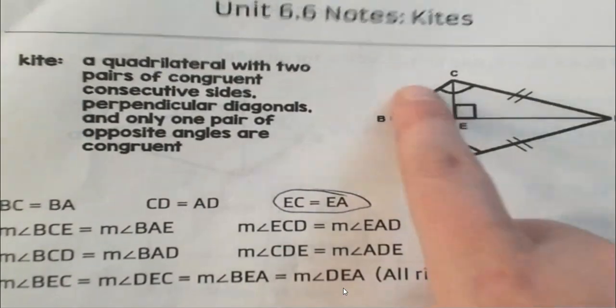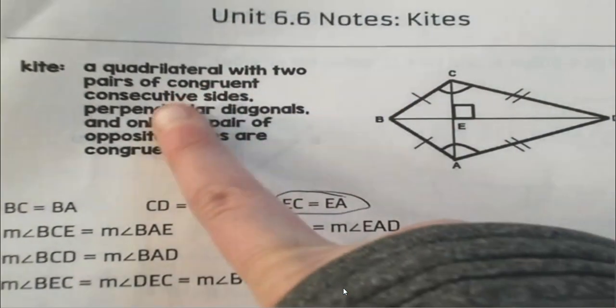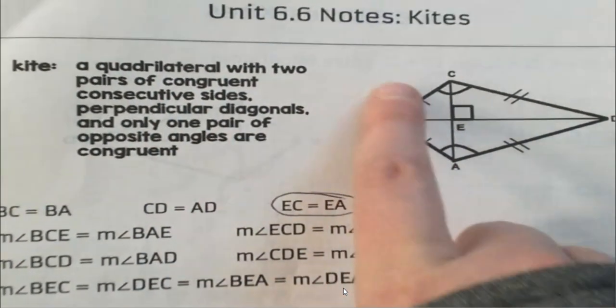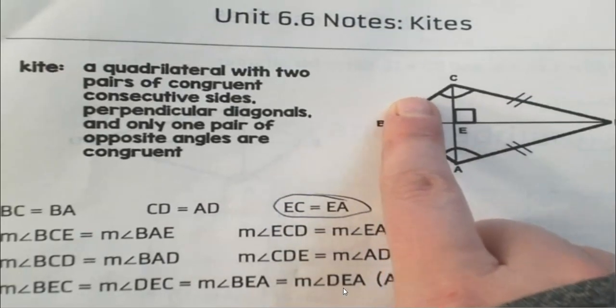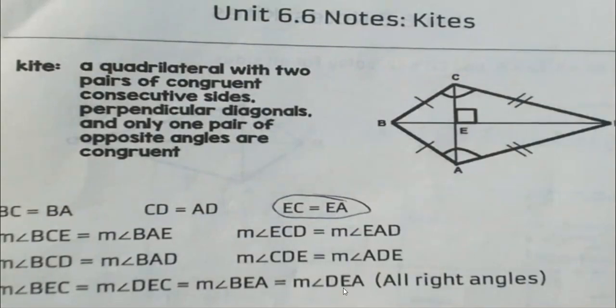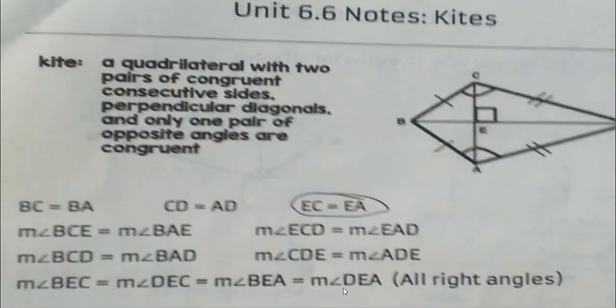Then you've got two pairs of congruent consecutive sides. Consecutive meaning they're next to each other. The opposite sides are not congruent for kites. And that kind of throws people off at times because it's a little bit different.